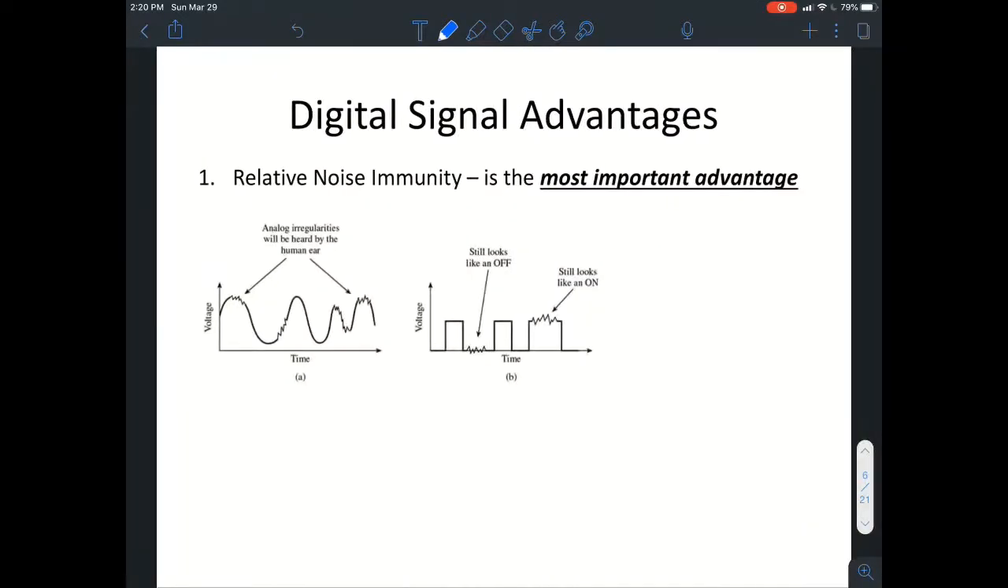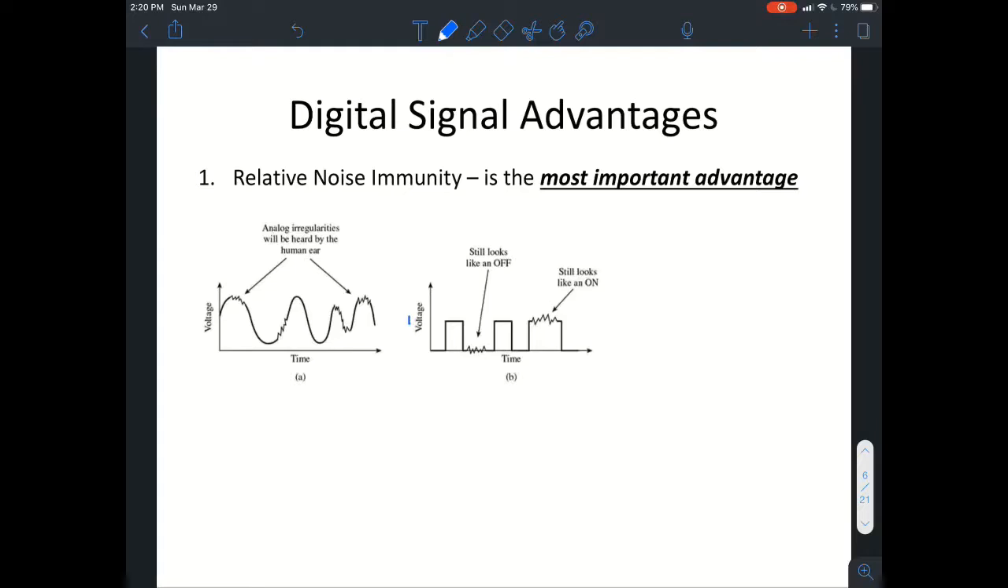So, digital signal advantages. One of the most important advantages of digital signals is that they're relatively immune to noise. If we remember our continuous values in an analog signal, and we see these small bits of noise in the signal, it can be garbled if we're translating that directly. So we're going to hear that noise in that signal. However, when we're dealing with a digital system over here, we only have two values. We either have a 0 or a 1.